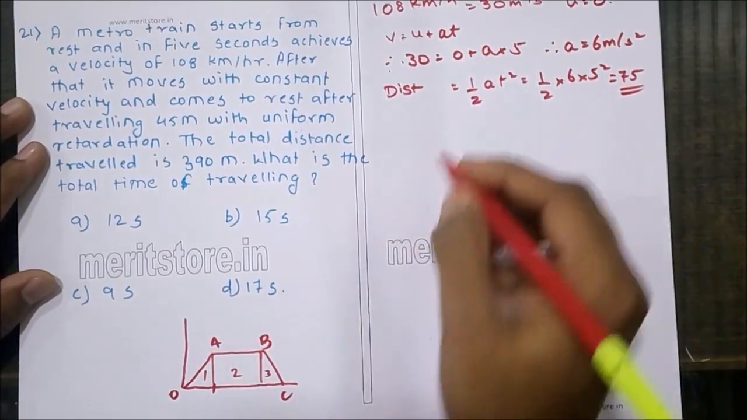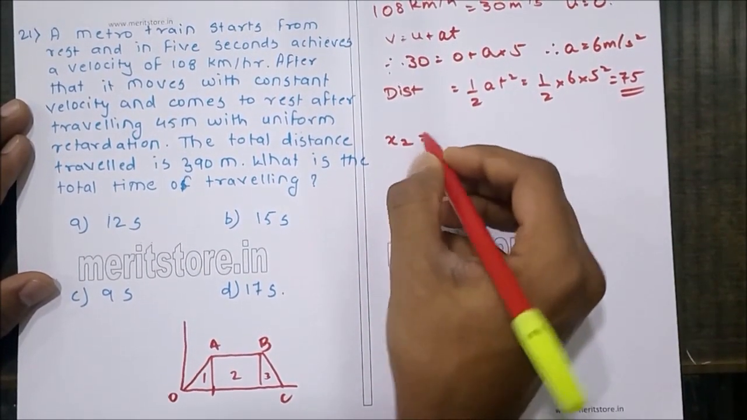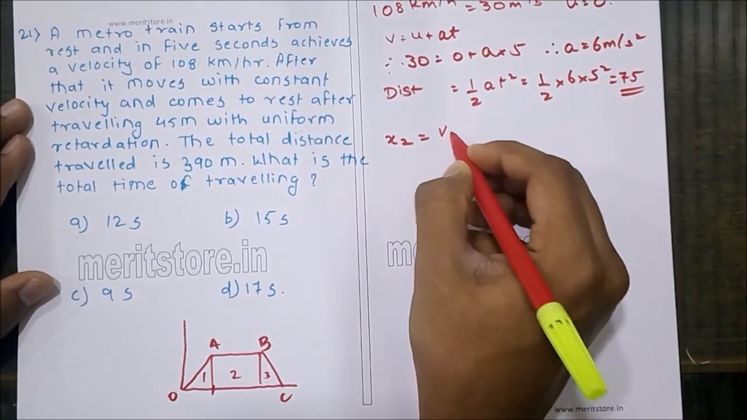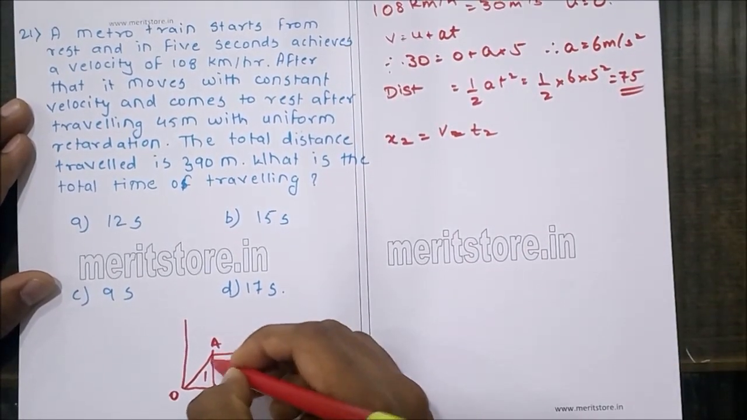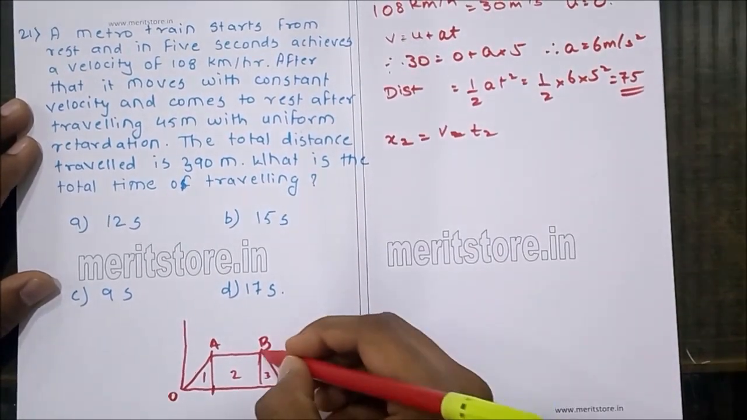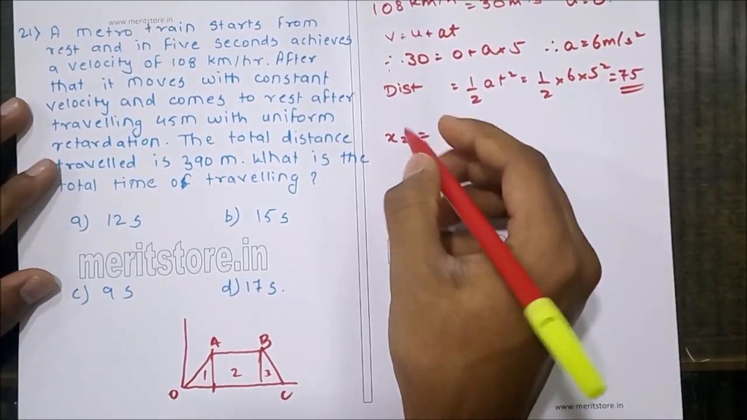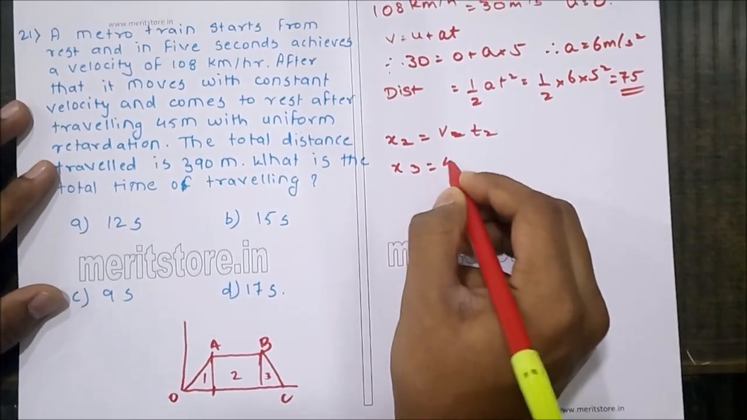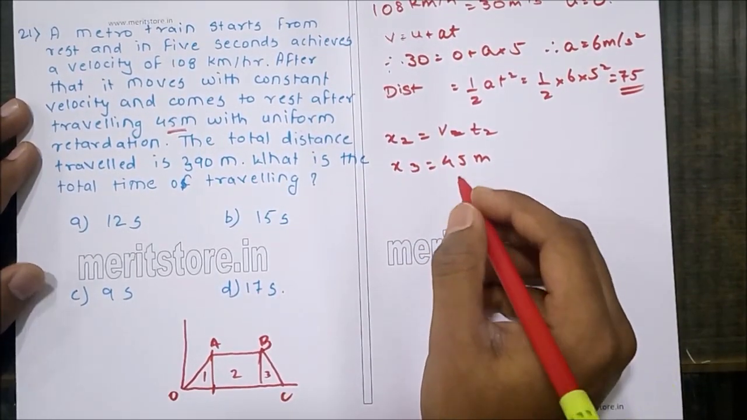So for A to B, it travels with a uniform velocity. So the distance that is travelled is nothing but v times t2. Let t2 be the time taken to travel from A to B. Now for the curve B to C, from B to C it is retarding, and x3 is given as 45 meters. It is retarding for a distance of 45 meters.